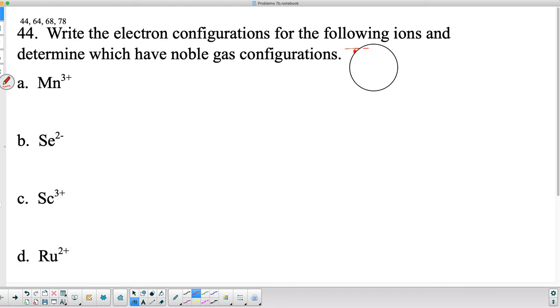You know what? Gotta love technology. There we go.